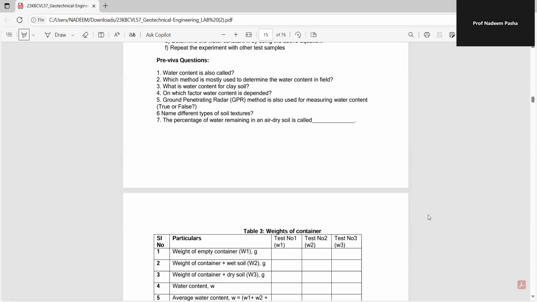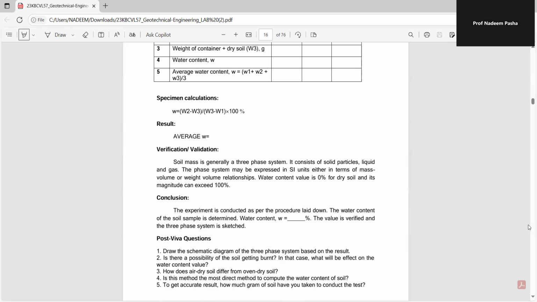So the tabular column is there. What is W1? Weight of empty container. W2, weight of container plus wet soil. W3, weight of container plus dry soil. Small w, the average w is calculated by averaging. So specimen calculation, w = (W2 - W3) / (W3 - W1) x 100%. Average is there. So what is the validation?